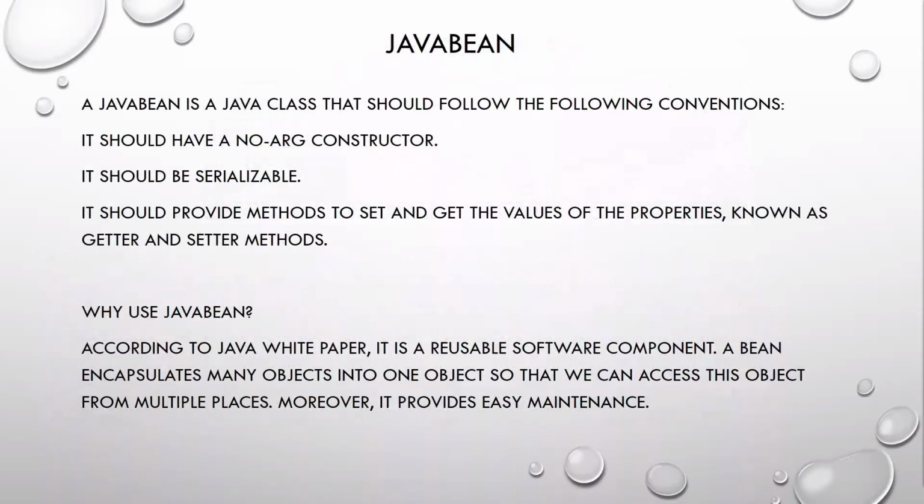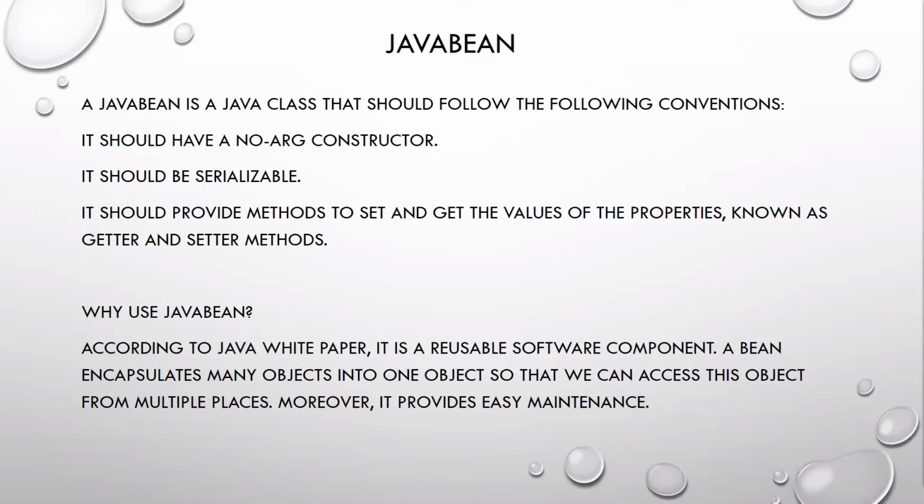Java Bean. A Java Bean is a Java class that should follow the following conventions. It should have a no-arg constructor. It should be serializable. It should provide methods to set and get the values of the properties, known as getter and setter methods.